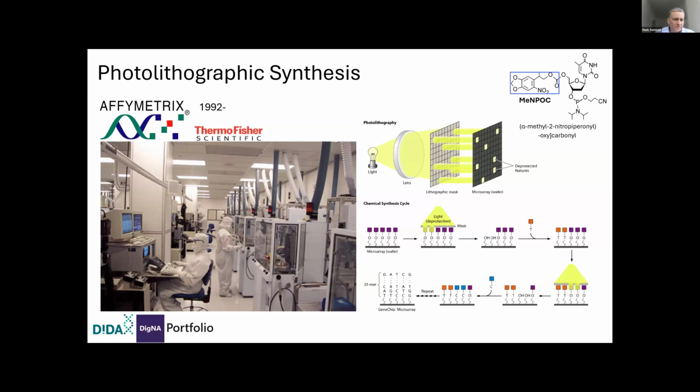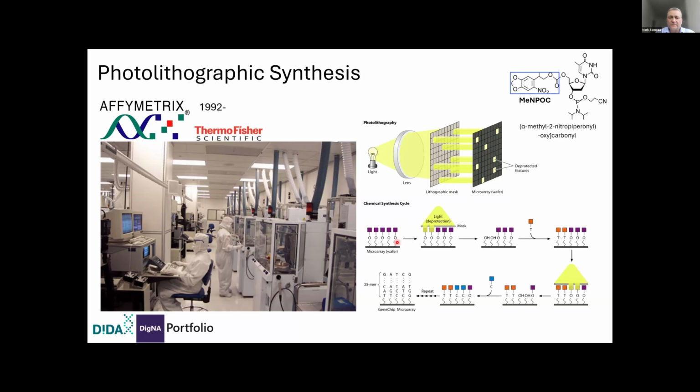Let me see if I can use the laser pointer. Up here, this MENPOC is a photolabile protecting group, and it replaces this DMT. So you have the four DNA monomers, each with a MENPOC group, and then you use a light source and shine it through a piece of metal that has holes etched out of it, and the light reaches the surface, which is sort of a wafer equivalent surface, and you selectively remove the photolabile group from various parts of the surface, and the whole scheme is shown schematically over here.